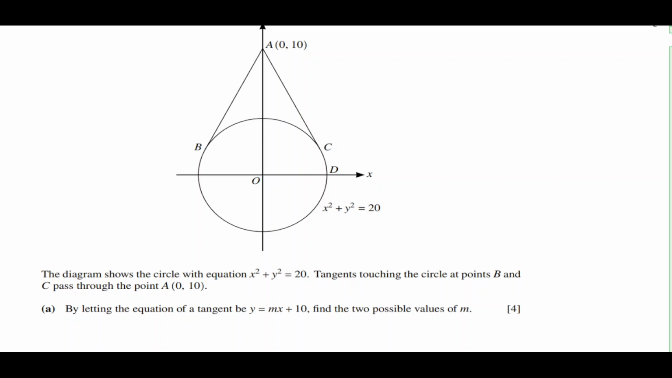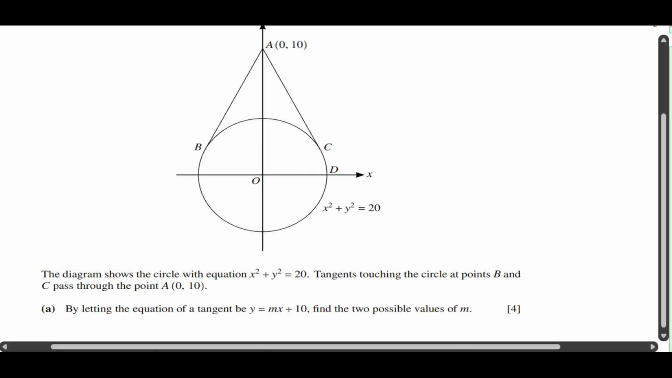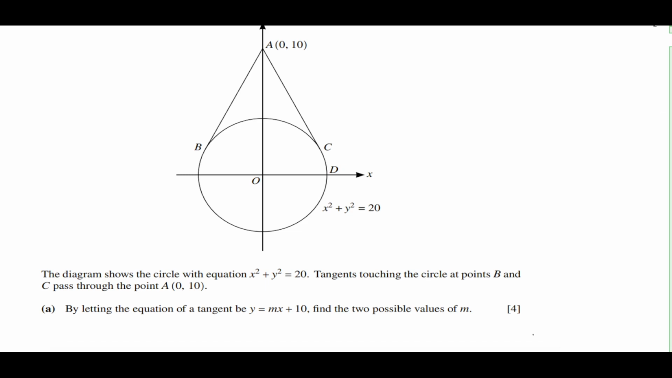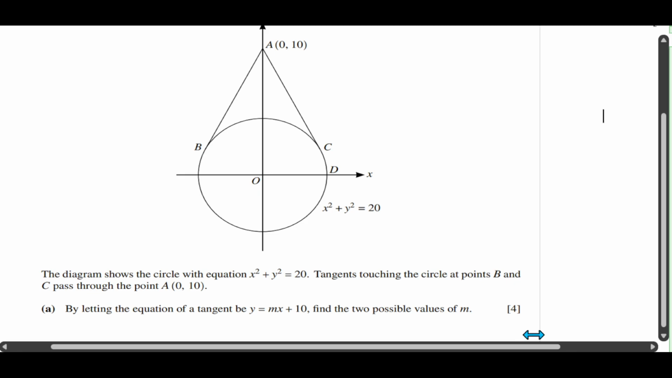Okay, now here in question number 11, the diagram shows the circle with equation x² + y² = 20, and a tangent touches the circle at points B and C, passing through the point A, which is (0, 10). The equation of this tangent is of the form y = mx + 10. We have to find the possible values of m.